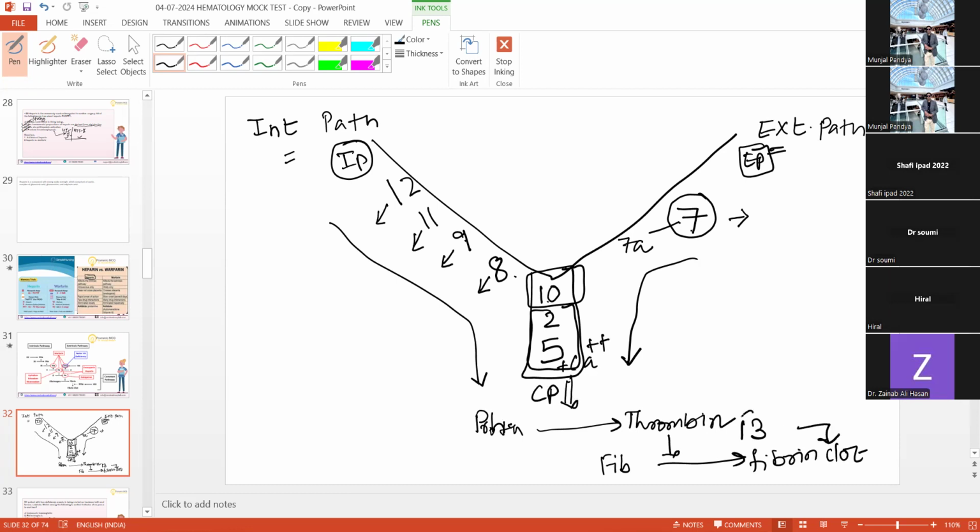That is factor 13, fibrin clot or fibrin stabilizing factor. So this is the simplest form of the coagulation cascade. You don't need to remember, you don't need to mug up, right?